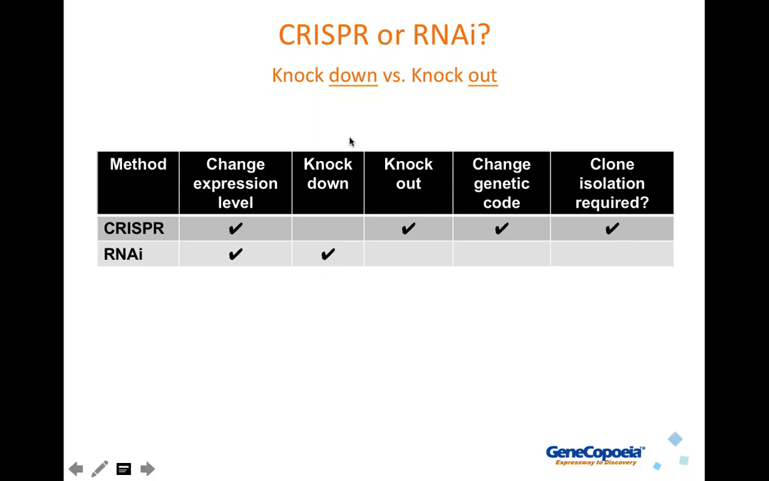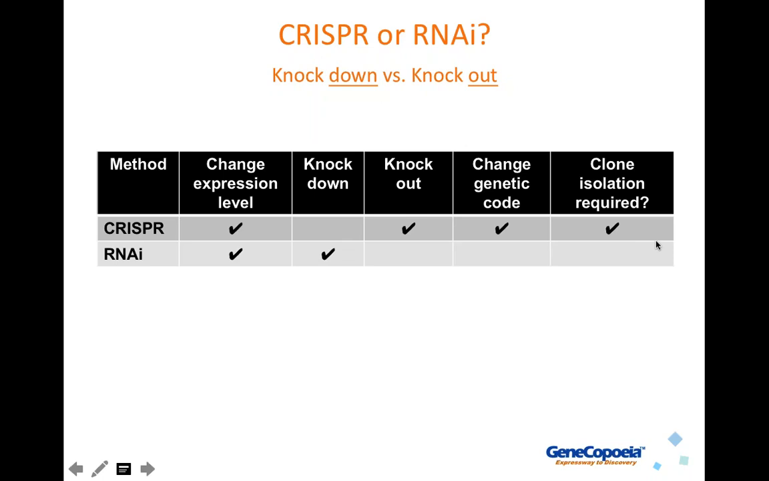On the other hand, CRISPR for gene ablation studies is designed to knock genes out, completely knock them out. And it does this by changing the genetic code, makes a permanent change in the genetic code, which is not the case with RNAi, where, of course, you transiently or temporarily alter post-transcriptional or post-translational gene expression.